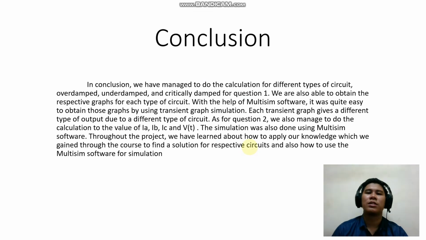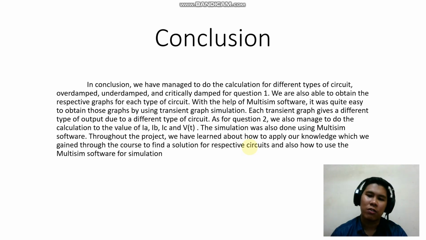Okay, we proceed to the conclusion. In conclusion, we have managed to do the calculation for different types of circuit, which are overdamped, underdamped, and critically damped for question 1. We are also able to obtain the respective graph for each type of circuit. With the help of Multisim software, it is quite easy to obtain this graph by using transient graph simulation. Each transient graph gives a different type of output due to different type of circuit.